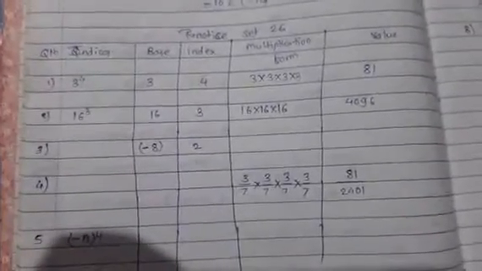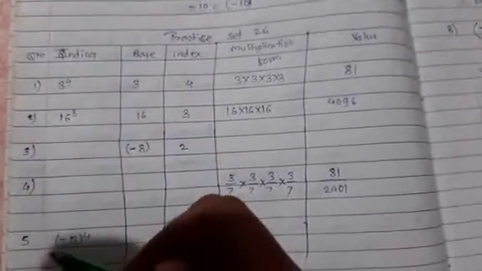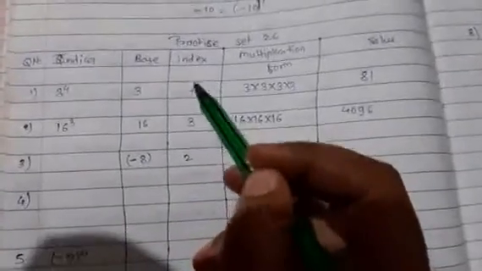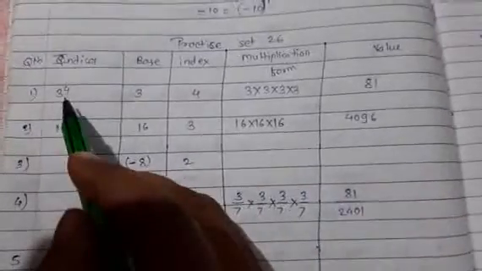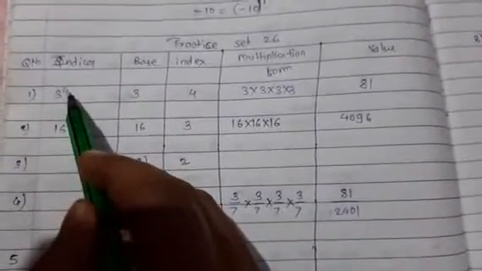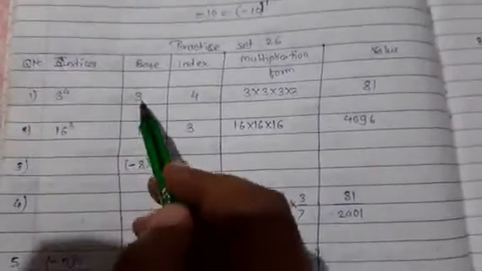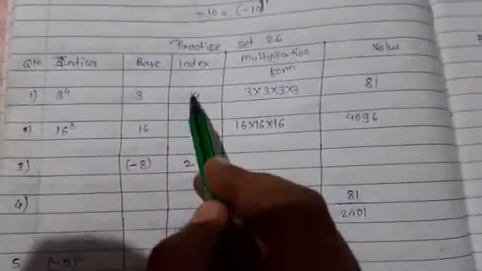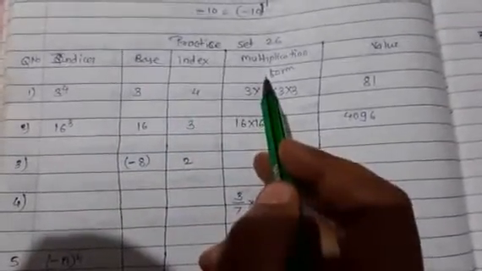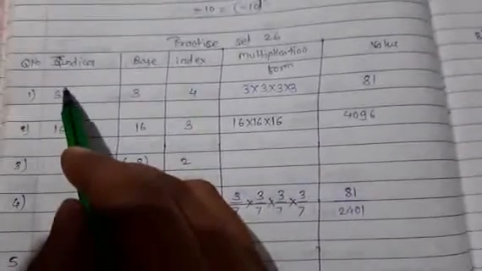Here is one table and we have to fill in the blanks. The columns are indices, base, index, multiplication form and value. The first example is 3 raised to 4. Here the base is 3, and the number on its head is the index, 4. For the multiplication form, 3 is repeated 4 times.